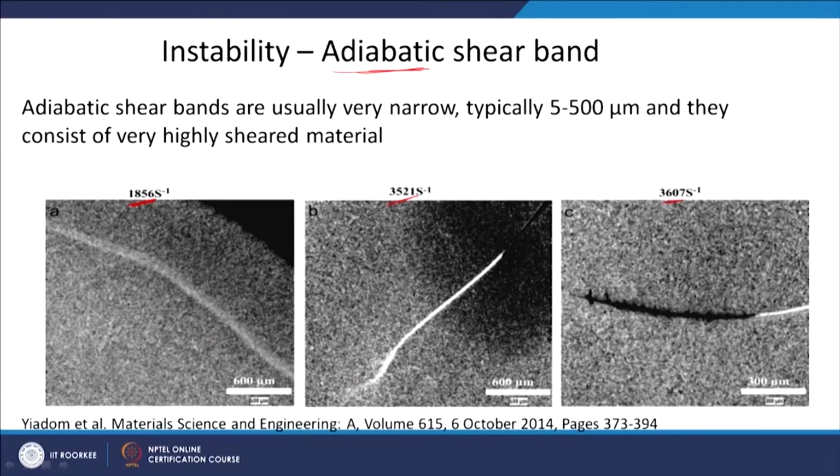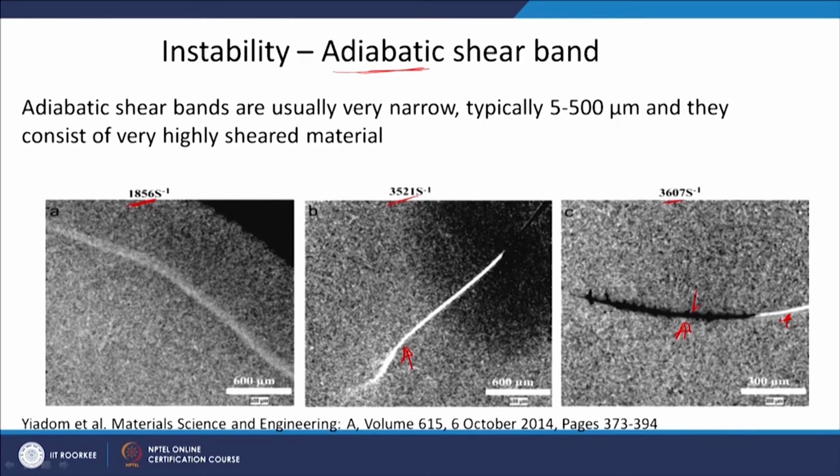Similarly, you can see here a very big shear band. Here also you can see a shear band formation with crack formation. It looks like there is a crack here, and the shear band is somewhere here. If you go into the shear band, you will see very fine microstructure, very highly deformed material, because the deformation is localized there because of adiabatic heating. That is why these are called adiabatic shear bands.